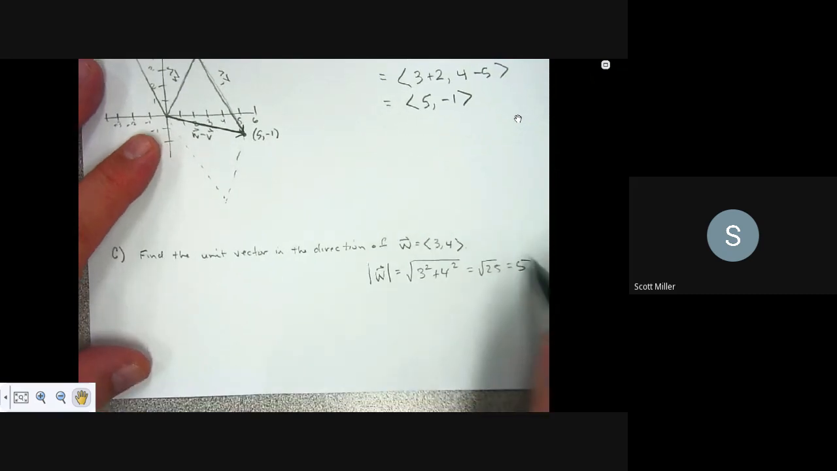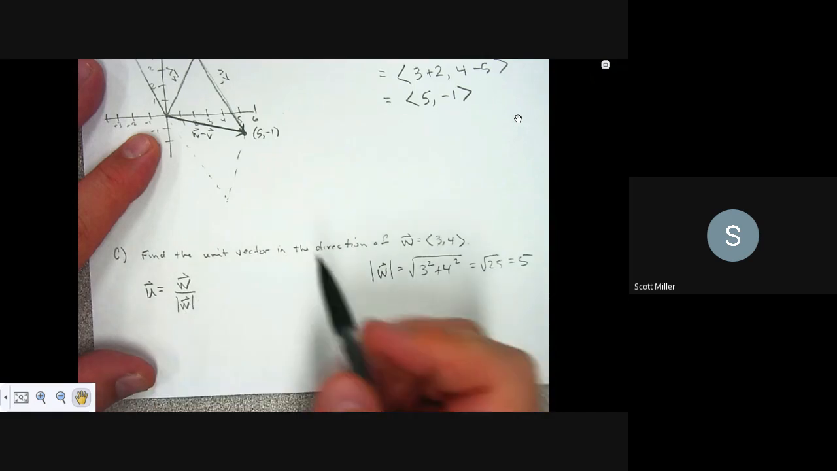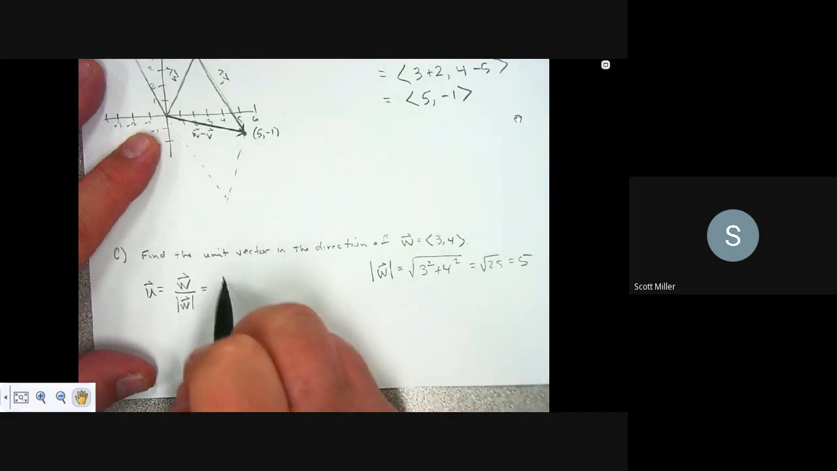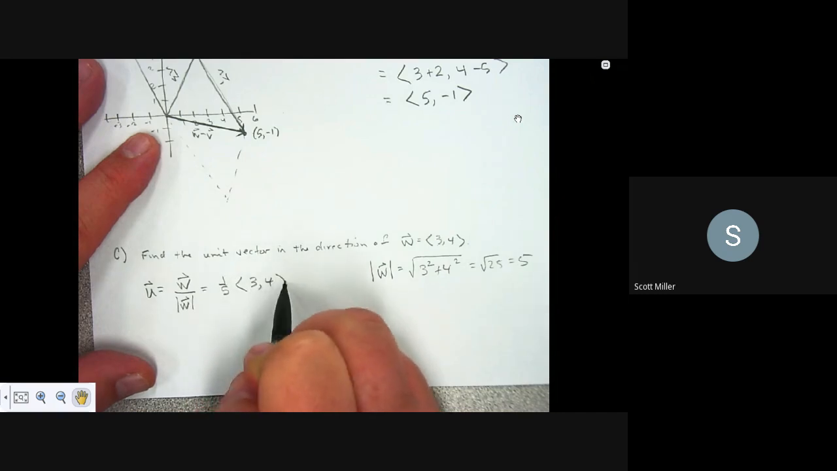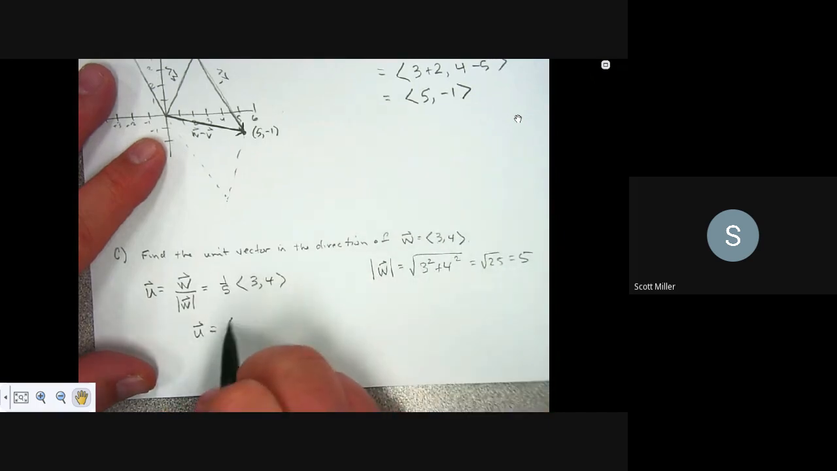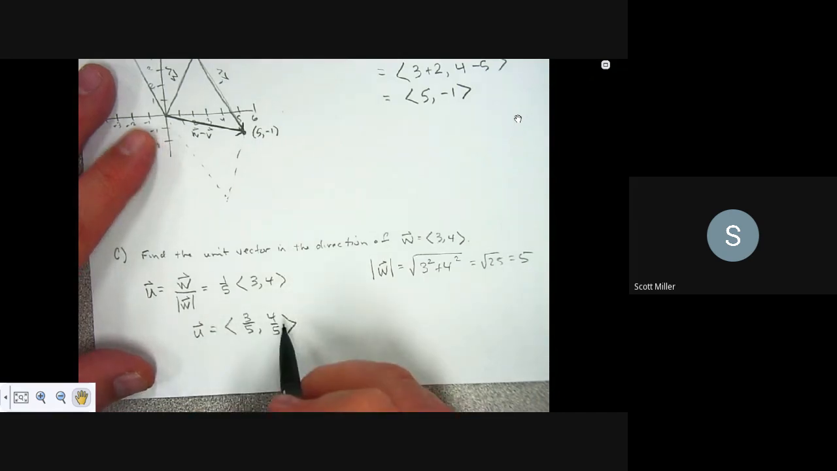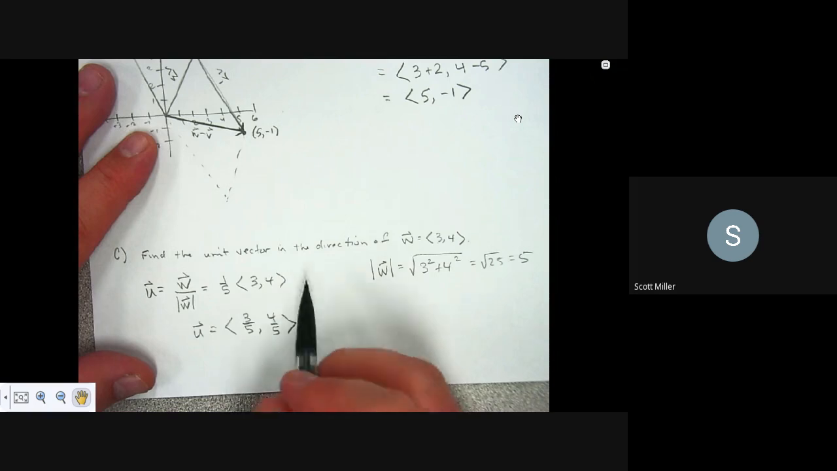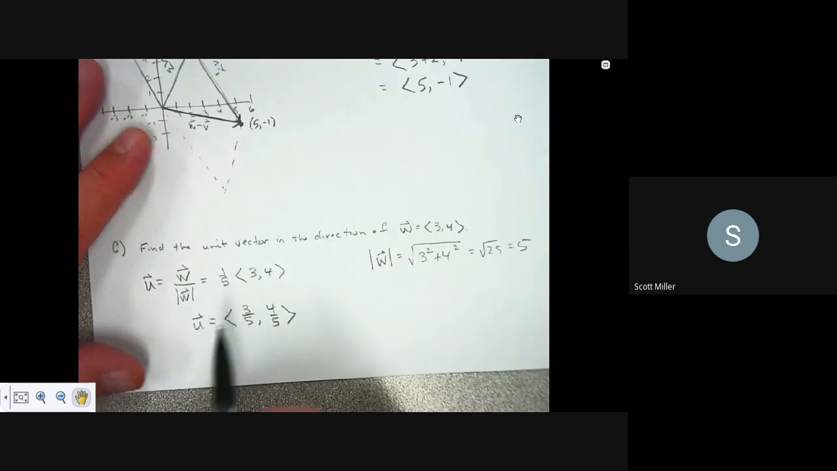And that is the square root of 25, which is 5. And we only need the plus value because of absolute values of distance. So my unit vector is the vector that I'm using divided by its magnitude. The magnitude is 5, so that means this is a 1/5 times W, which is 3, 4. So then U, my unit vector in the direction of W, is going to be the vector 3/5, 4/5. This has a magnitude of 1, and it is in the same direction as vector W. Okay, so that's how those work.